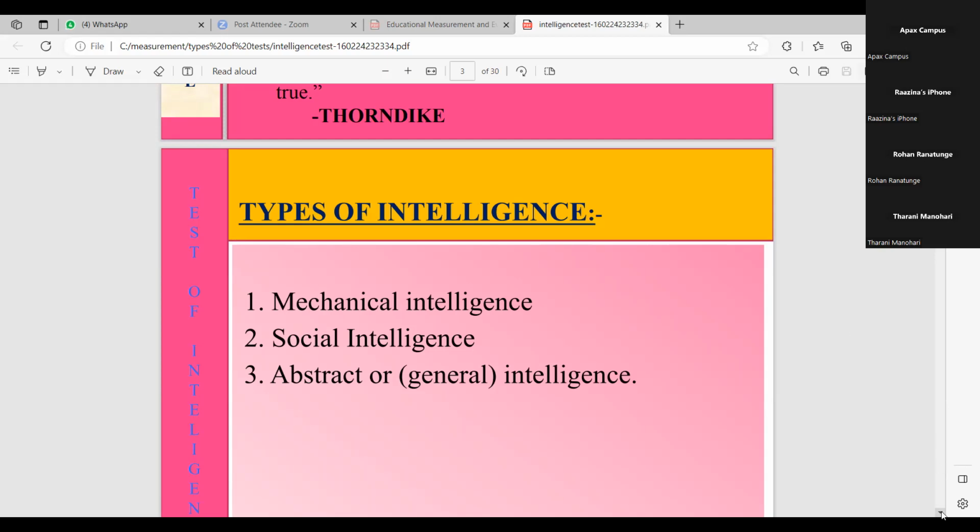So then what will be the difference between the mechanical intelligence and the abstract intelligence? Mechanical intelligence is practical. You have to do these things practically. It's like you take a machine and when it is broken, you can repair it, right? It is the ability to do things physically, and the intelligence related to that is mechanical intelligence. Yes, doing things physically.